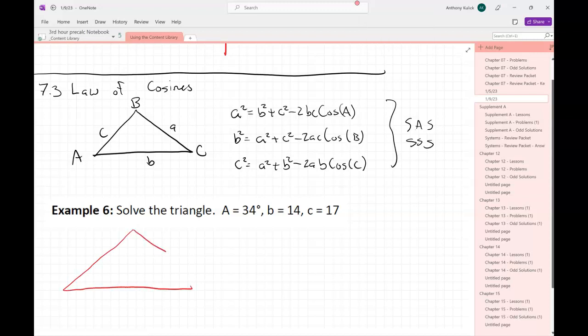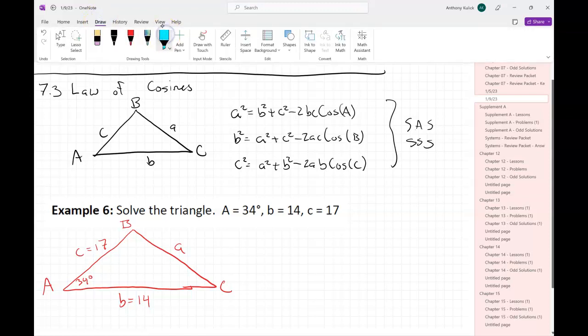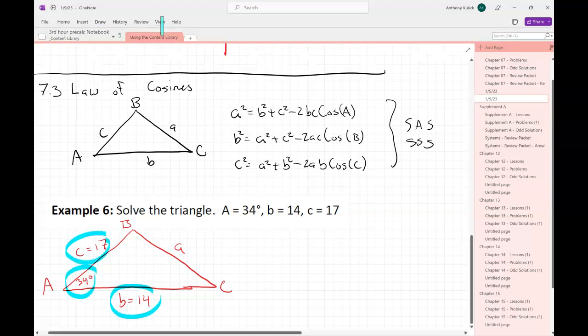So, first thing I'm going to do is draw myself a picture. Now, do I care if my picture is to scale or not? Not me. Could care less. All right, let's take a look at my picture. Notice that my angle is in between the two sides, so this certainly is side angle side. So I know I should be using the law of cosines.